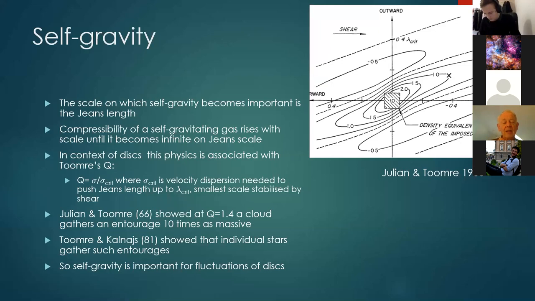There's a very much bigger fluctuation in the gravitational field of the disk produced by inserting that point mass than the gravitational field of the point mass. So we've known that for a long time. But something that was only shown in 1981 in a conference proceeding by Toomre and Kalnajs, at IAU Symposium 100 held in Besançon, they showed that individual stars gather such entourages.